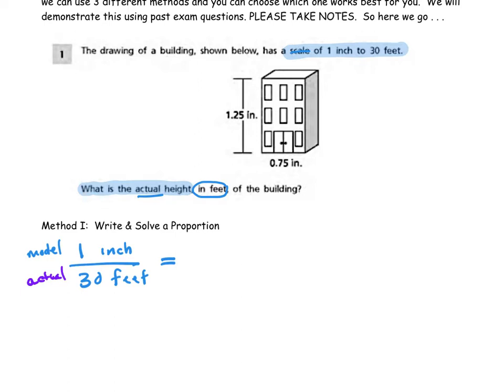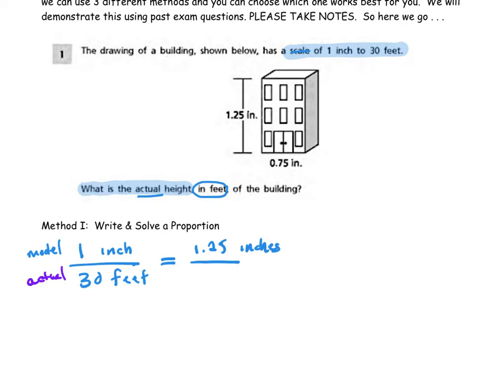And now I need something that is inches. I need something from the model. And you can see they've given me 2 measurements. So I need to read further. It says, what's the actual height? So as I look at this, this is the measurement I need. So I'm going to write 1.25 inches. I'm going to label again, making clear that inches are on top, which means feet are on bottom.